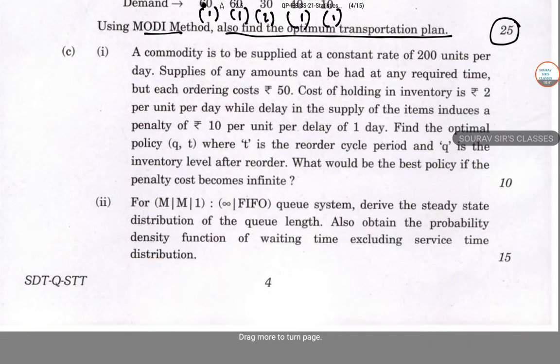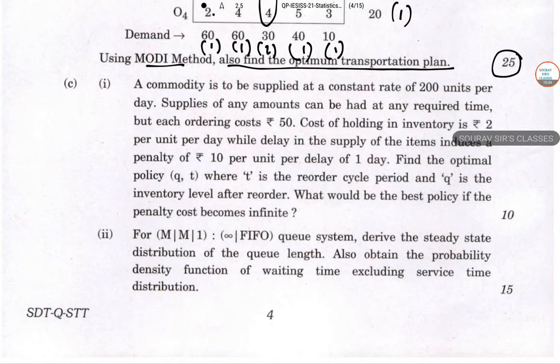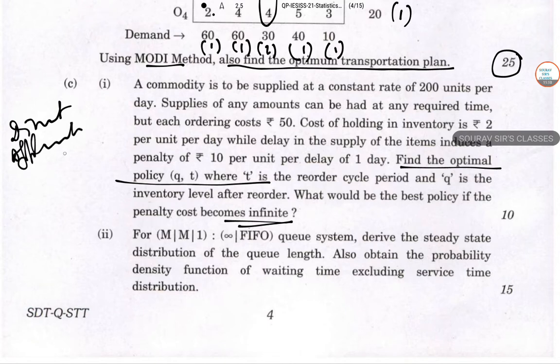And next is a commodity to be supplied at a constant rate of 200 units per day. Supplies of any amount can be had at any required time, but each order costs 50. The cost of holding the inventory is 2 per unit per day, while the delay of the supply. So find the optimal policy, a calculation based problem. So here what would be the policy? The penalty cost is infinite. So direct structure, direct application method, here you can apply in order to solve it.